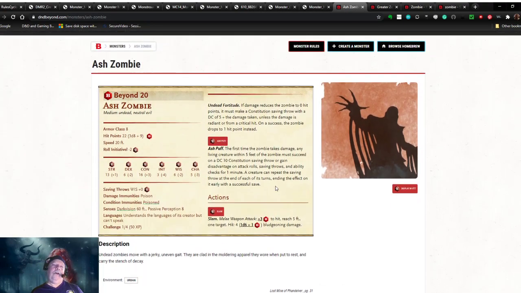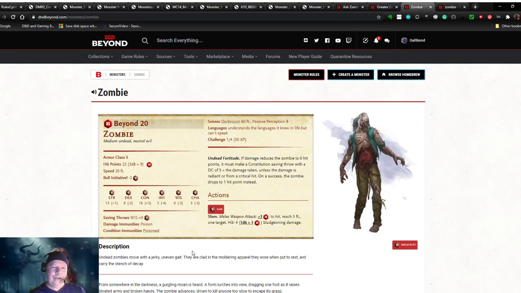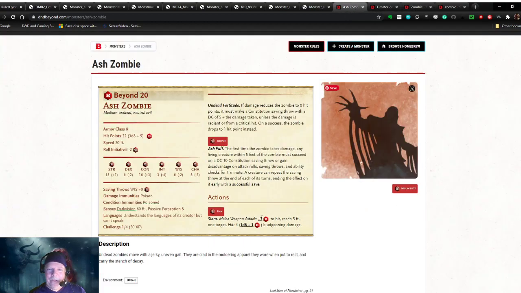Okay, now here we go to the Ash Zombie from 5th edition. Immune to poison, understands languages of its creator but can't speak. Ash Puff. First time the zombie takes any damage, any living creature within 5 feet must succeed on a Con save or gain disadvantage on attack rolls for 1 minute because of all the dust that comes flying off of it. And then they do slam attacks for 1d6 plus 1. But other than that, they have exactly the same stats as a normal zombie. So the only thing that is, no, they do get that Undead Fortitude.